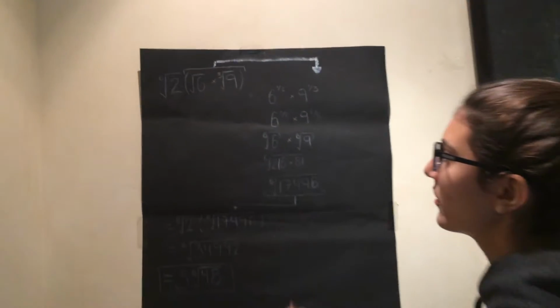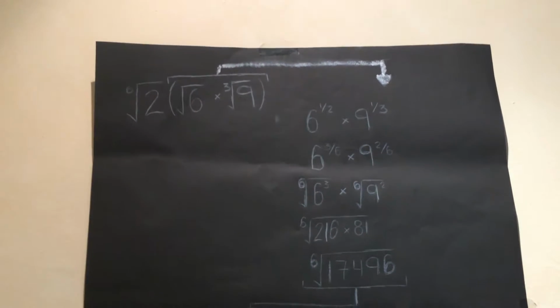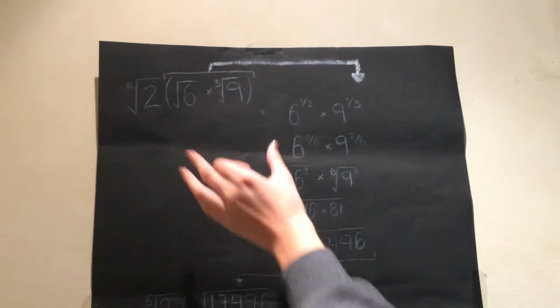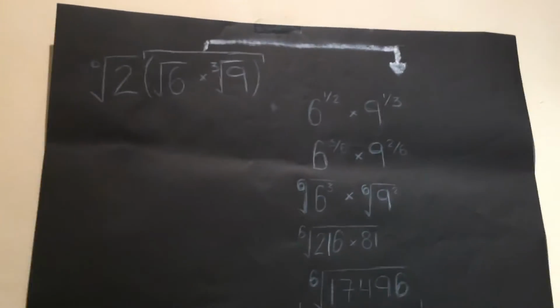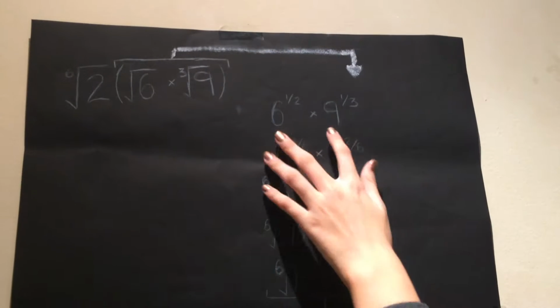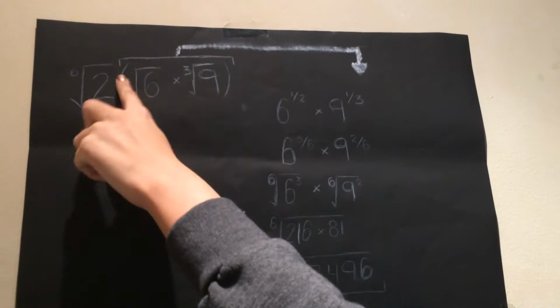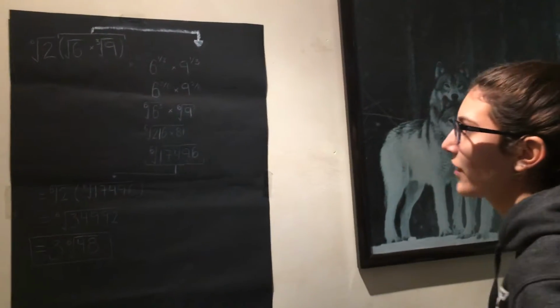Problem 6: the square root of 2 multiplied by the square root of 6 times the cubic root of 9. The first thing we must do is solve the part in parentheses. To do this, we must first change the root into a fraction. The number outside of the root, or the index, will be on the bottom of the fraction.